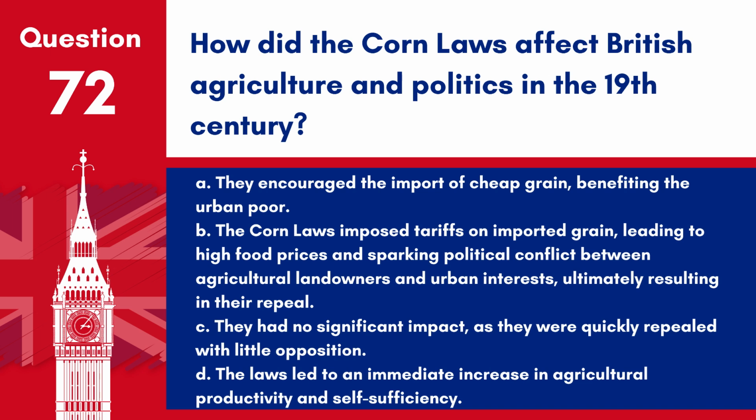Question 72. How did the Corn Laws affect British agriculture and politics in the 19th century? A. They encouraged the import of cheap grain, benefiting the urban poor. B. The Corn Laws imposed tariffs on imported grain, leading to high food prices and sparking political conflict between agricultural landowners and urban interests, ultimately resulting in their repeal. C. They had no significant impact, as they were quickly repealed with little opposition. D. The laws led to an immediate increase in agricultural productivity and self-sufficiency.